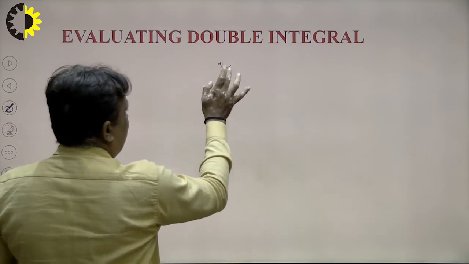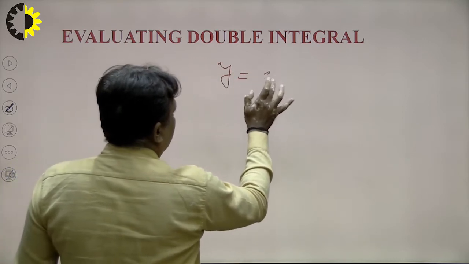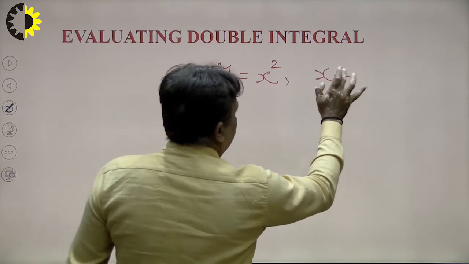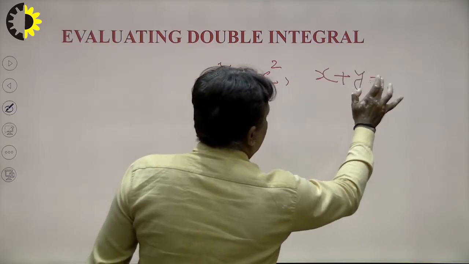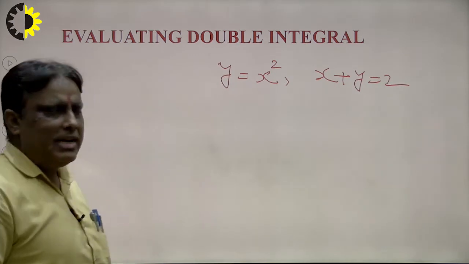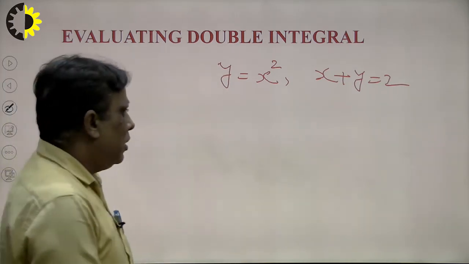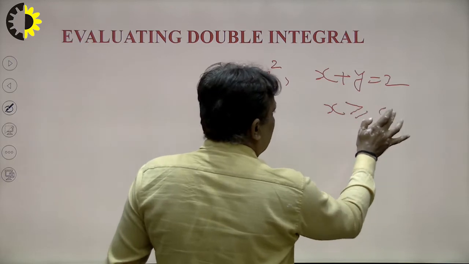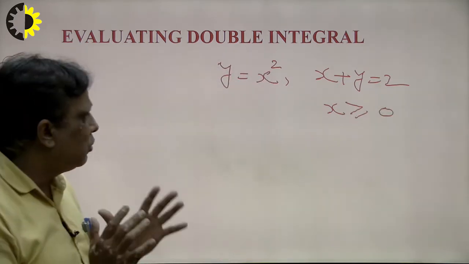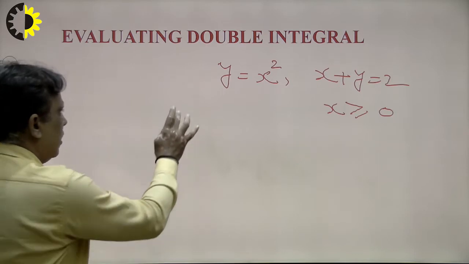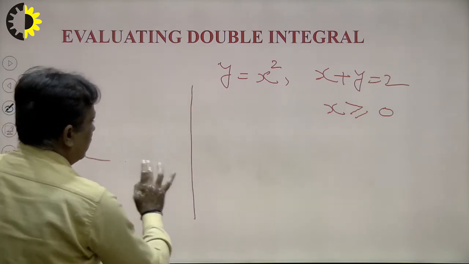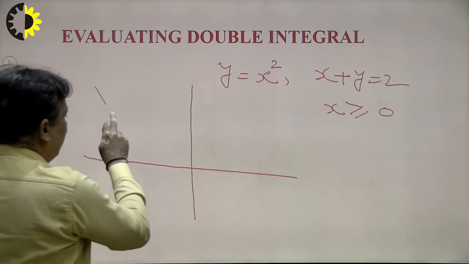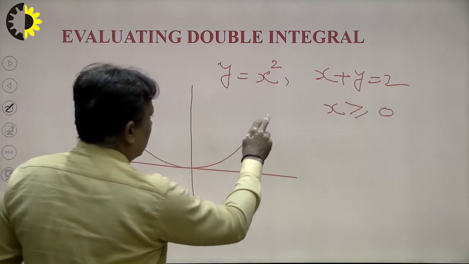Suppose y is equal to x square, that is the other case, and x plus y is equal to 2 here. This is a straight line and this is the parabola. Now write x greater than or equal to 0. Now the question is, first of all draw the diagram very carefully. So first of all I write y is equal to x square, which will be a parabola here.